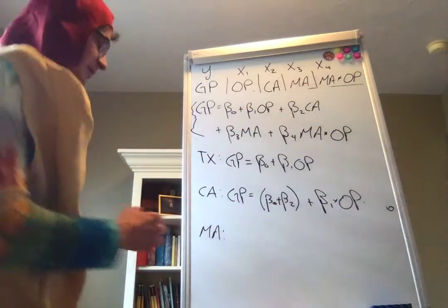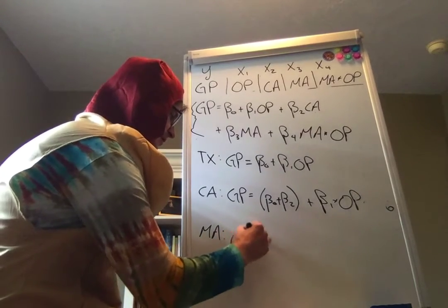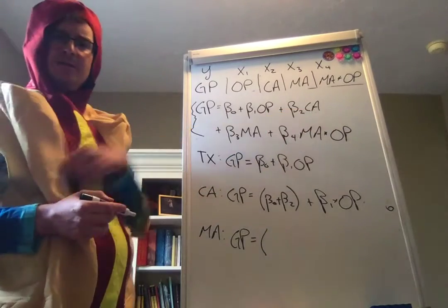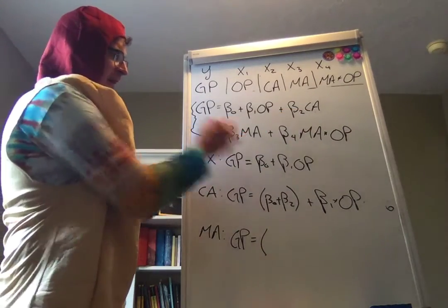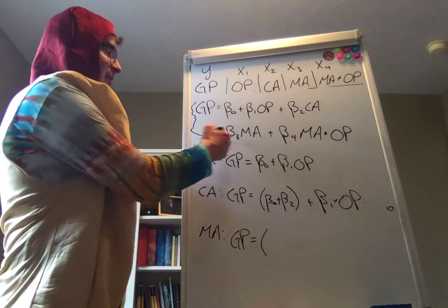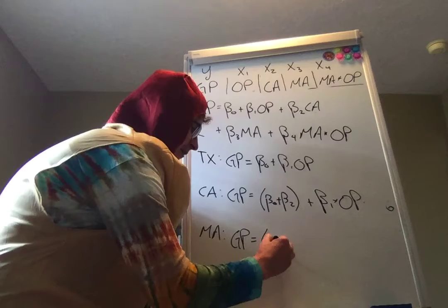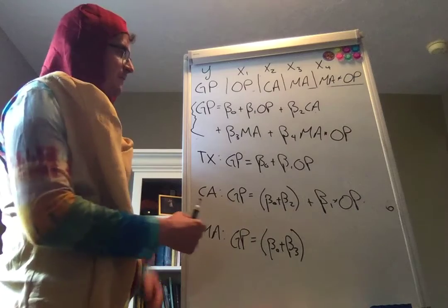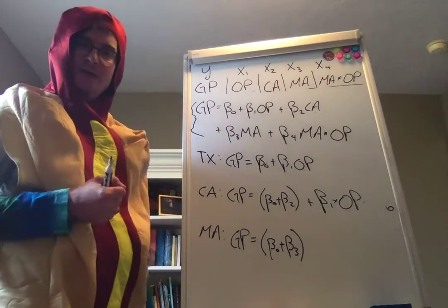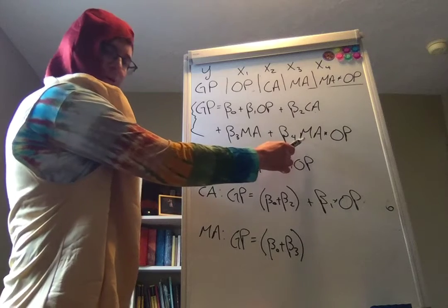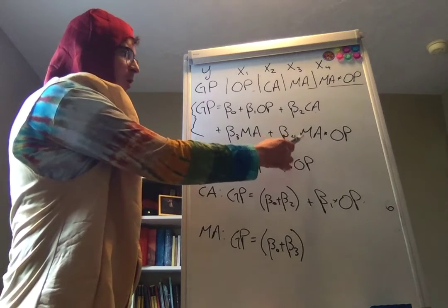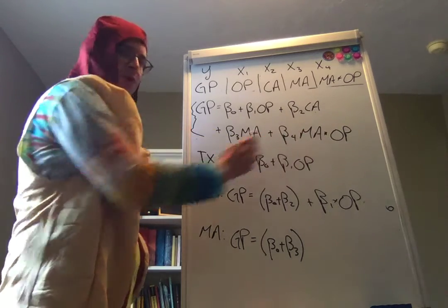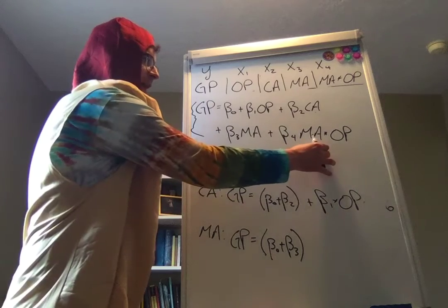So finally, the Massachusetts equation, gas price equals, well, what's the Massachusetts intercept going to be? California is 0 in Massachusetts, but Massachusetts is 1 in Massachusetts, so beta 3 times 1. Beta naught plus beta 3, right there, that's our intercept for Massachusetts. But now I can do something special. Notice here Massachusetts is going to be 1. 1 times beta 4 times OP is just beta 4 times OP, oil price. So I can just turn that into a 1.